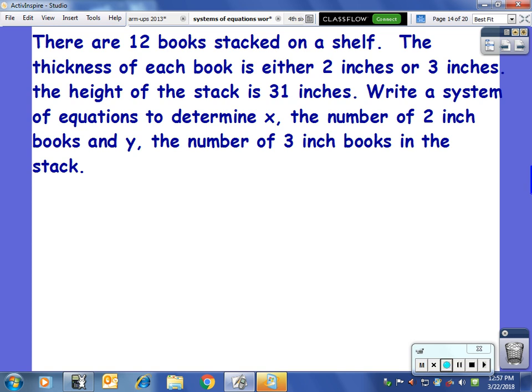Guys, get quiet. Y'all need to practice these. The more you practice, the better you get. There are 2 separate pieces of information here to give you 2 separate equations.